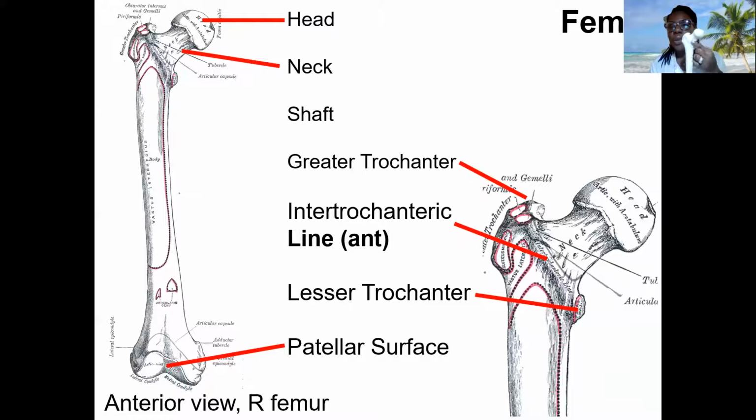So we've got the intertrochanteric line, the connection between both trochanters anteriorly, and then we've got the intertrochanteric crest, which is the connection between both trochanters from a posterior perspective. Going all the way down to the most distal part of the femur, we have the patellar surface, which is right in between the two sides of the femur. So the middle of the femur is where we have the patella articulating, and we call it the patellar surface.